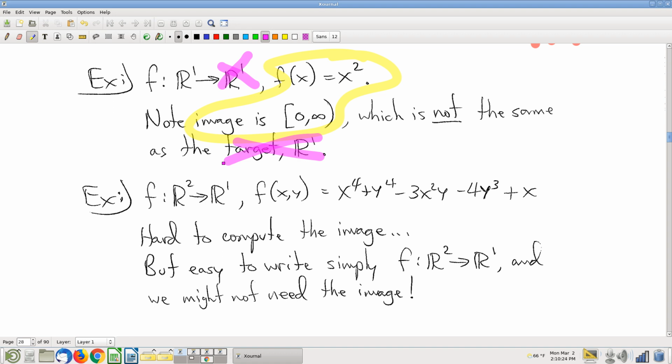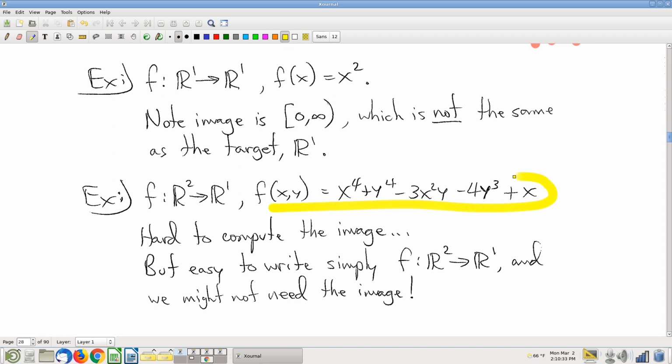The answer is sometimes it's pretty hard to figure out what the actual image is. For example, let's look at this function here. Let's look at the output values there. What are all the outputs that come out of this function? Think about what the shape of this thing looks like, and you see there's an x to the fourth and a y to the fourth term. So in some sense the graph is going to be going up in all directions, and so this is not going to approach negative infinity in any direction. But how low does it go? What's the minimum value of this?